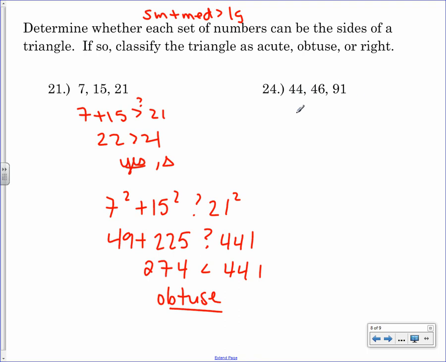On this one, we would see if 44 plus 46 is bigger than 91. What is 44 plus 46? Is 90 bigger than 91? No, so not a triangle. So it can't be any of the options anyway, because it didn't even make a triangle in the first place. Did I lose anybody? Super easy, right? Okay.